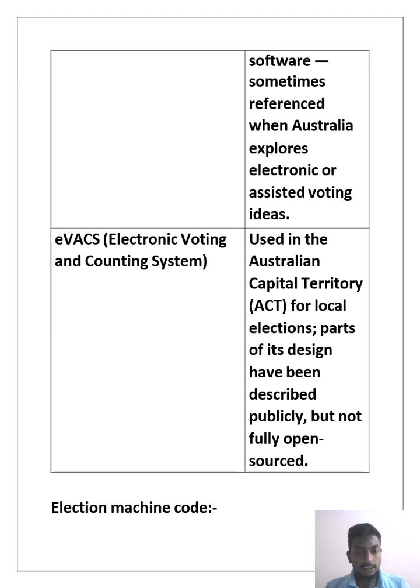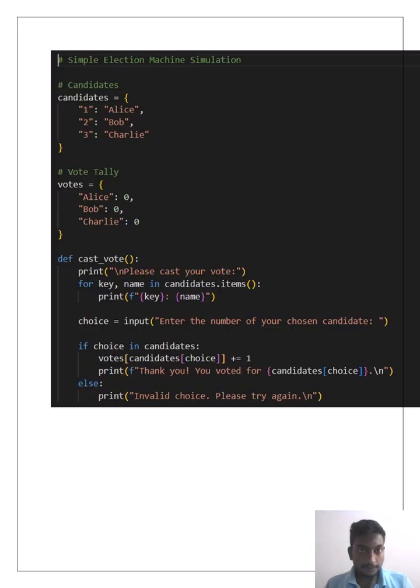And next is the election machine code. For electing a member, or a party among the above three parties, by using this code we can select our chosen party candidates. There are three candidates.